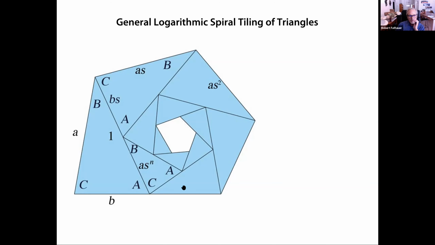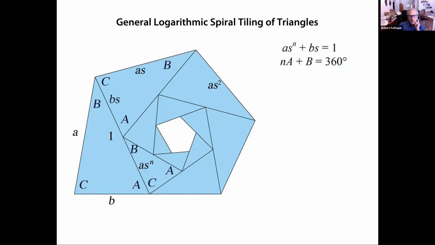And as we go around, when we get to the nth triangle, we partially share an edge with the starting triangle. So we can now write 1 is equal to BS plus AS to the n. So that's our first equation.